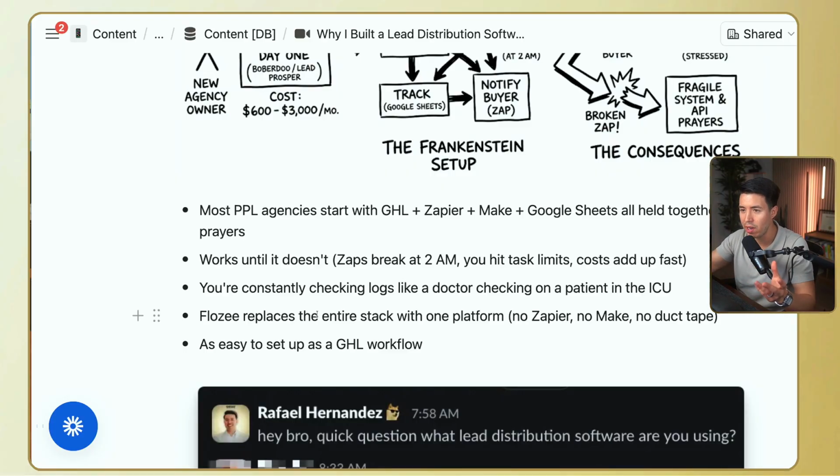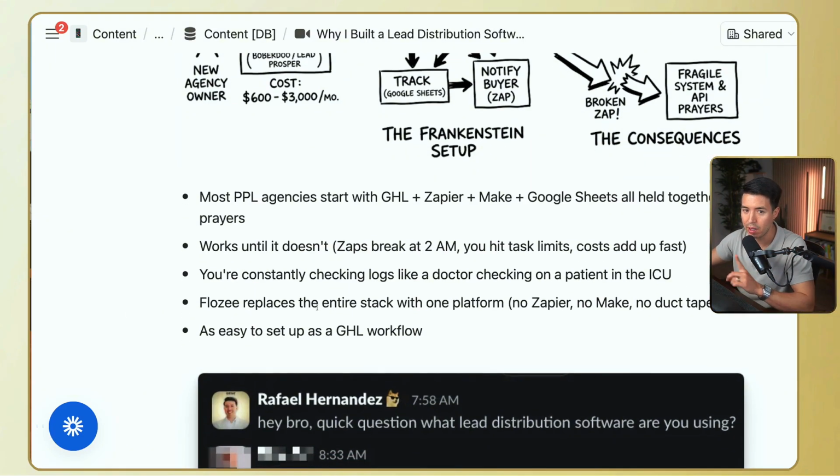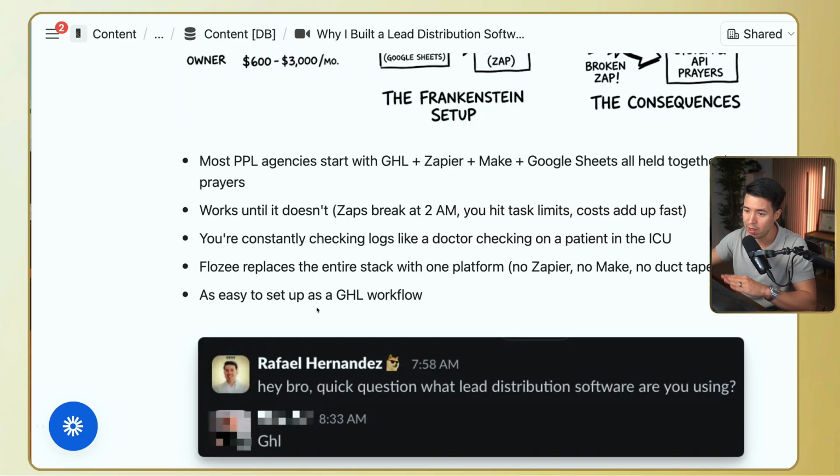And at the end of this video, I'll actually walk you through a prototype version of the app so you can see how it all works and how it all looks. So stick around for that. And it's as easy to set up as a GoHighLevel workflow.